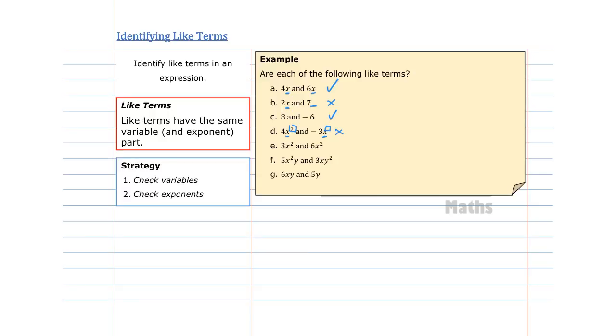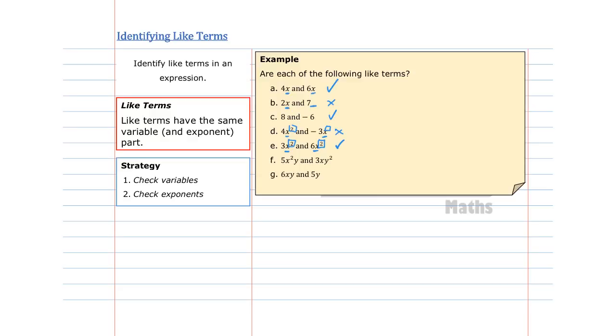So then let's look at the next one. We have 3x squared and 6x squared. These have the same variable and the same power. Both have x squared. So yes, these are like terms.